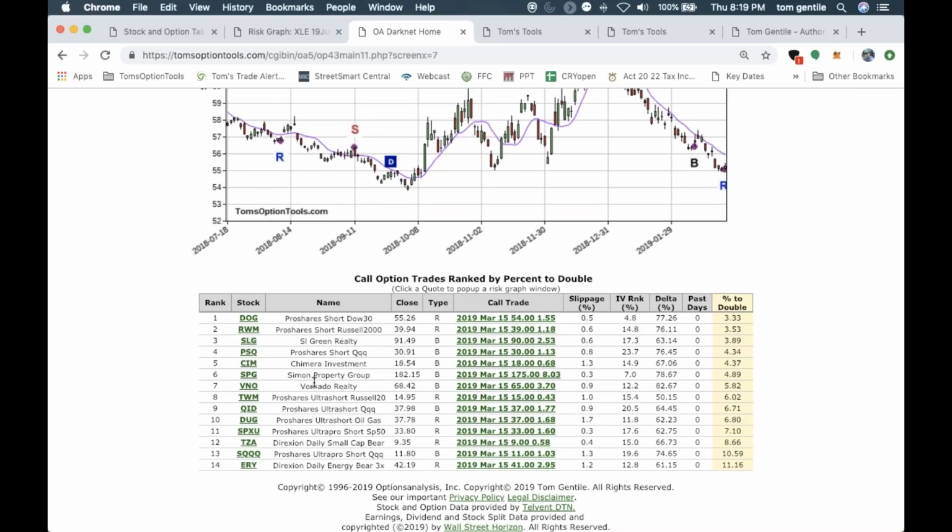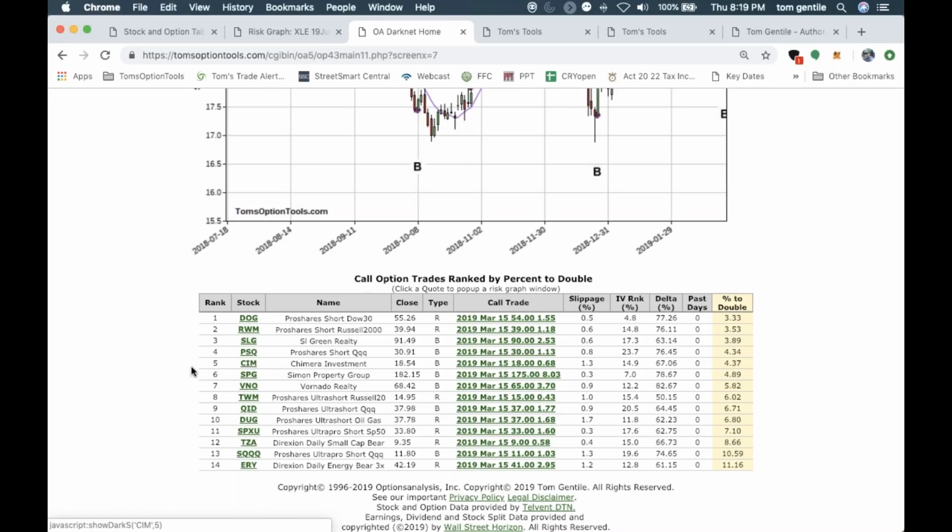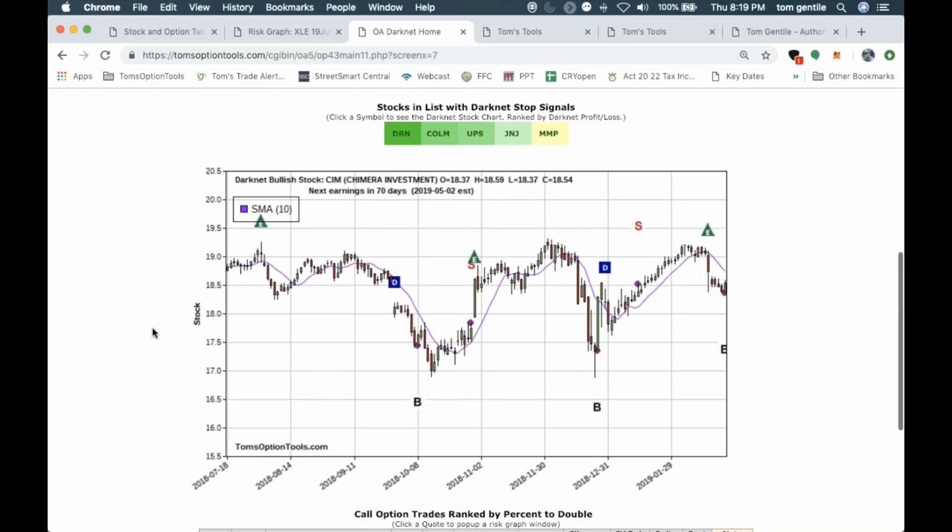Let's look at Chimera Investment. Now, I'm going to tell you what I like and what I don't like when it comes to these type of trades. Here's Chimera Investment. It has some potential signals in the past. There was a buy signal at 17.5 and a sell signal a little bit higher than 17.5. There was a buy signal a little lower than 17.5 and a sell signal at 18.5. So it has had winning trades in the past. I like that.